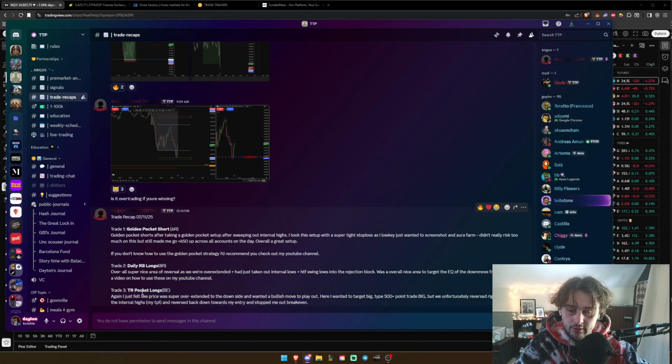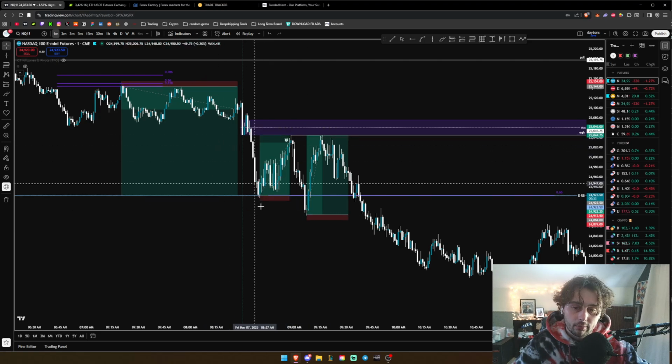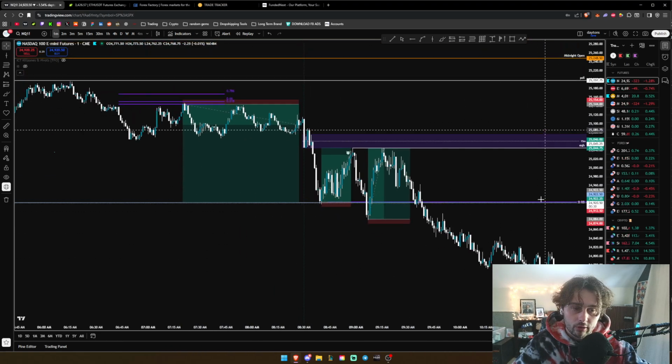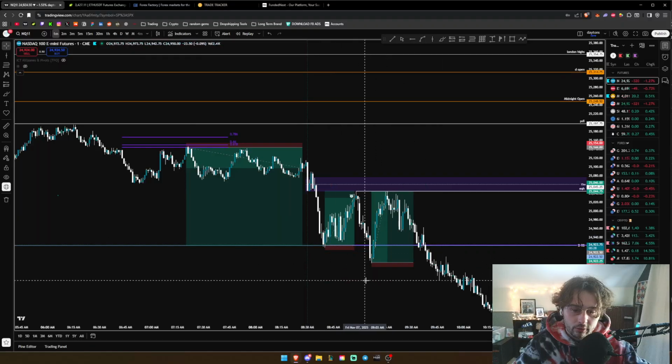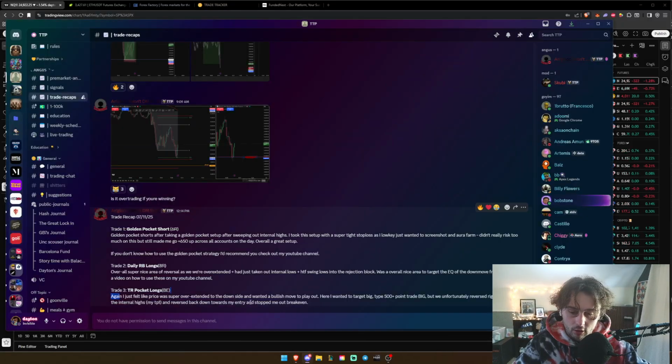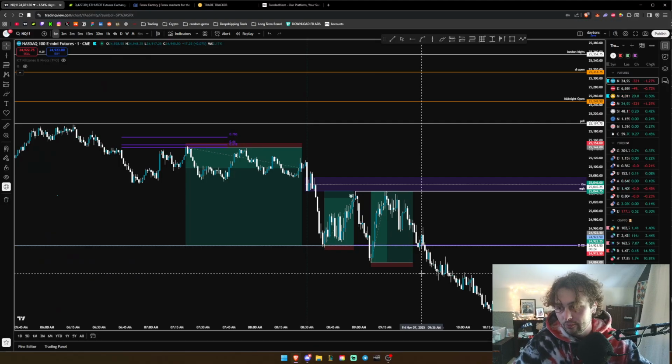Then this last one here, TR pocket longs. Again, he felt like price was just overextended to the downside, with not too much liquidity further down. So this deviation was one he was happy to take longs from. Very simple, not too much analysis behind these trades.